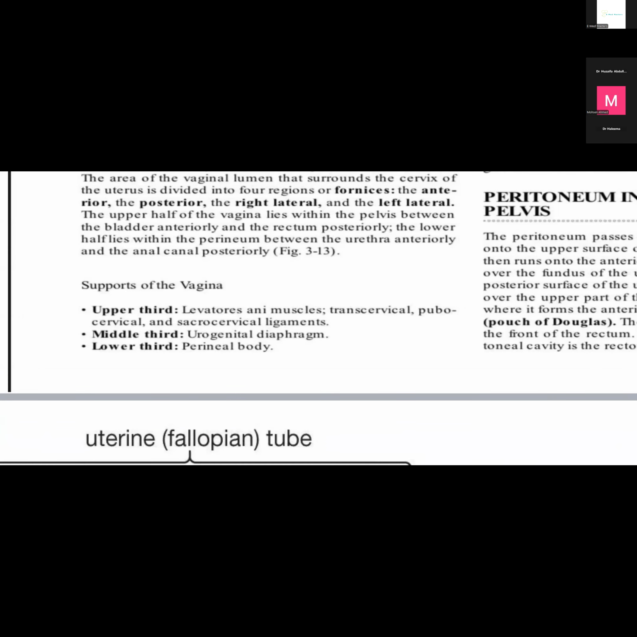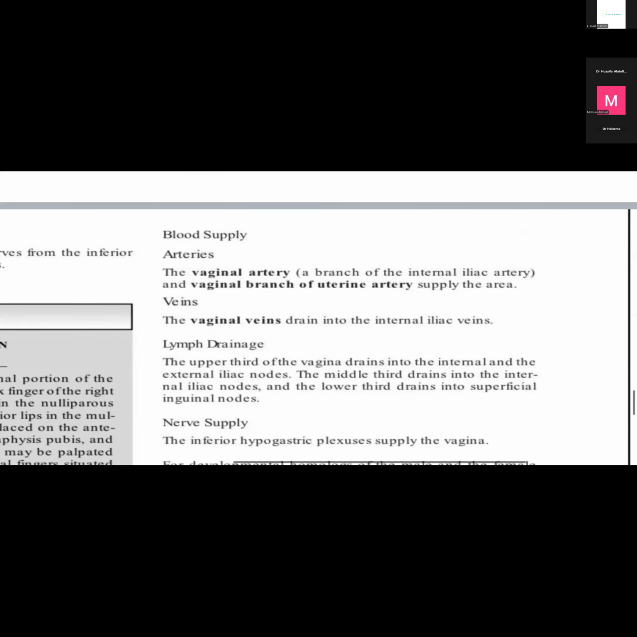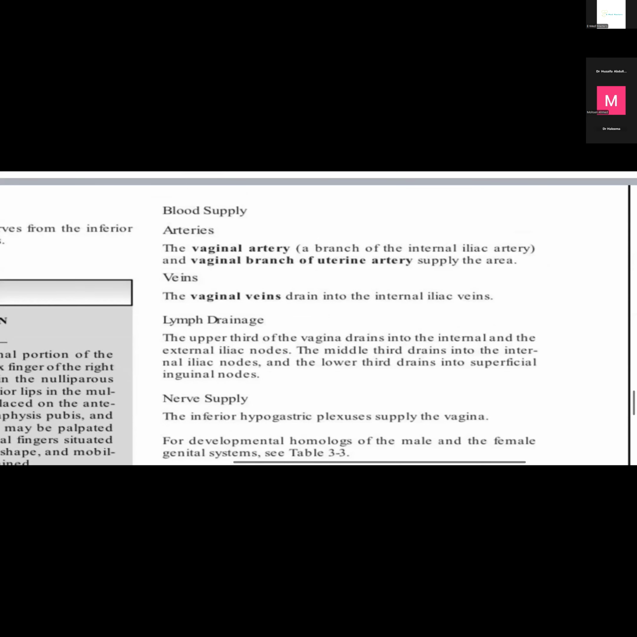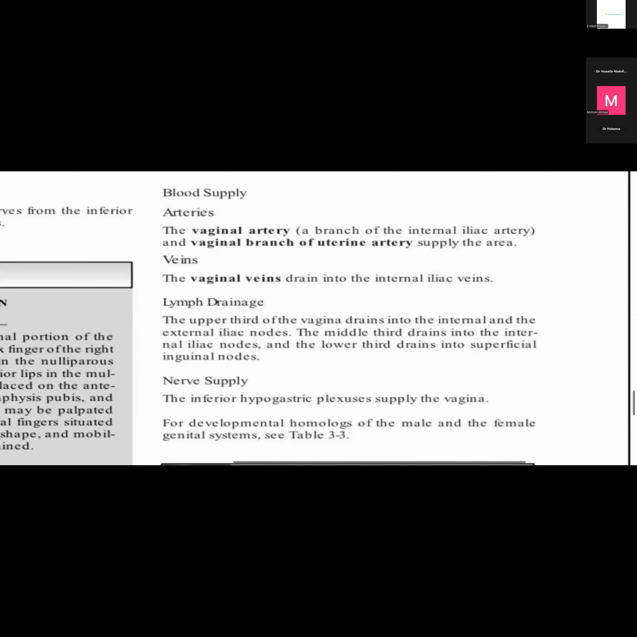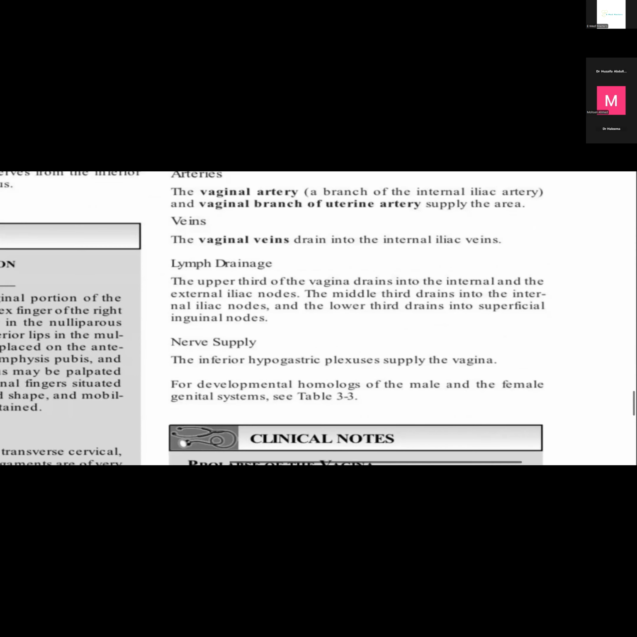What is the blood supply of vagina? Arteries are the vaginal artery, which is a branch of anterior division of internal iliac artery, and the vaginal branch of uterine artery supply the vagina, and the veins drain into the vaginal vein, which further drains into the internal iliac veins.